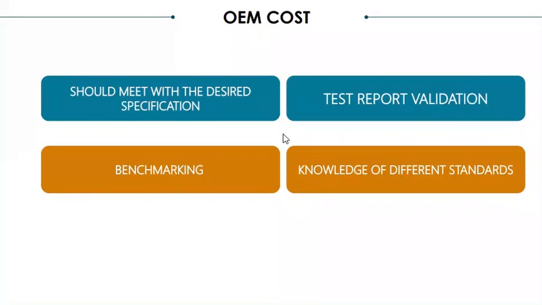And next one is benchmarking. Benchmarking concept, as we have earlier discussed, is that you have to compare between 2 to 3 processes. Also, you have to compare 2 to 3 manufacturer parts. So that's why benchmarking is also important. The knowledge of different standards. For example, let's take the example of nuts and bolts. There are lots of grades available for the nuts and bolts. So you should have some knowledge of the different standards. So these are the important factors in OEM cost.